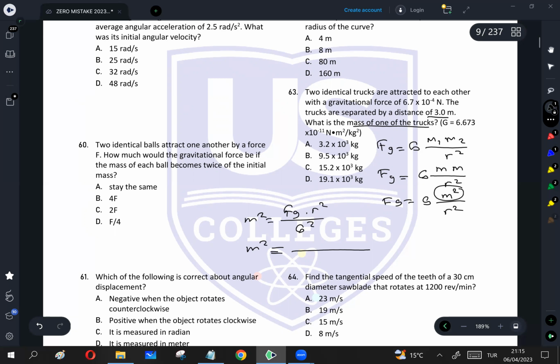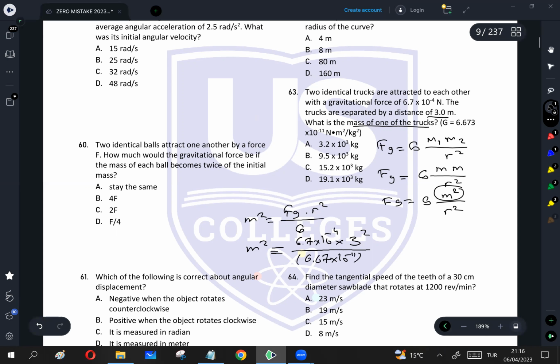F_g is 6.7 times 10 to the power of negative 4. r is 3, squared. G is 6.67 times, so not G squared. Why did you write G squared in here? It's just G, 6.67 times 10 to the power of negative 11.